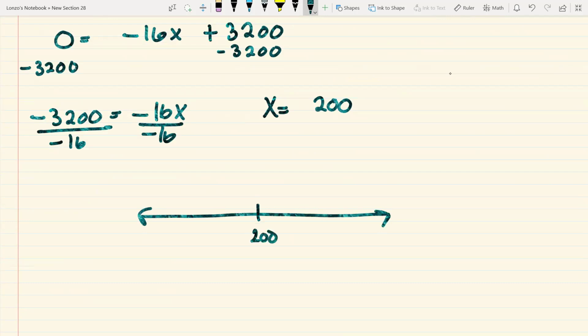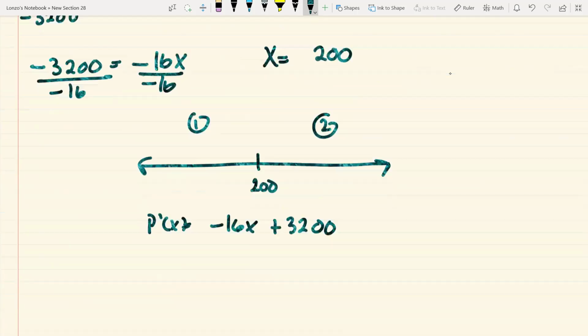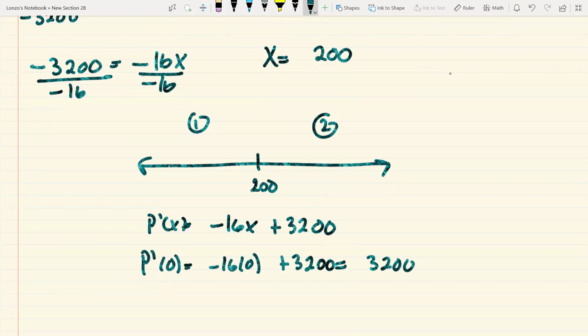200 here, and then region 1, region 2, and we're going to put our x value in P prime of x. Okay, so let's test region 1. I need a number less than 200, so maybe I could do 0. So when I put that in, I get a positive 3200. I don't really care about the number, just the sign. It is positive, so you're going to put a plus.